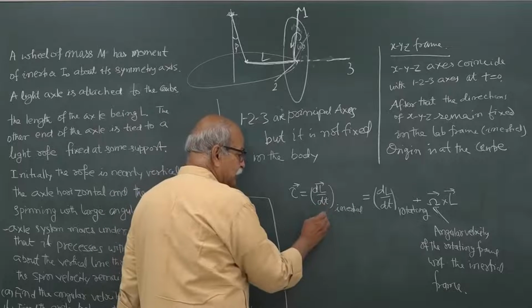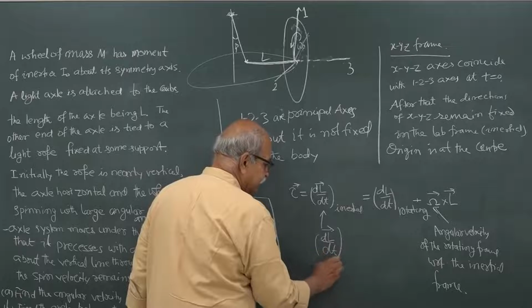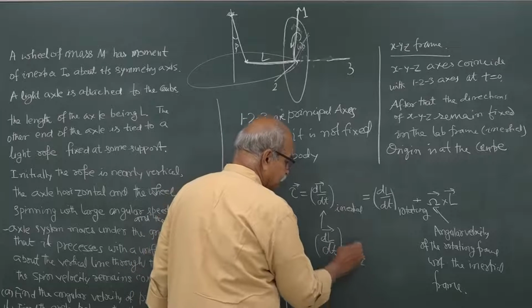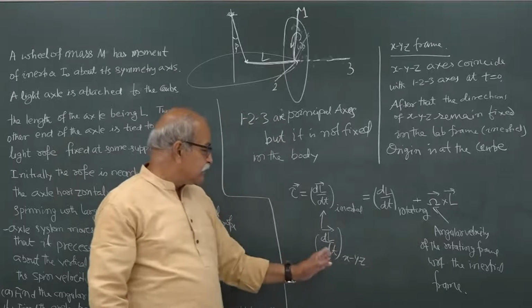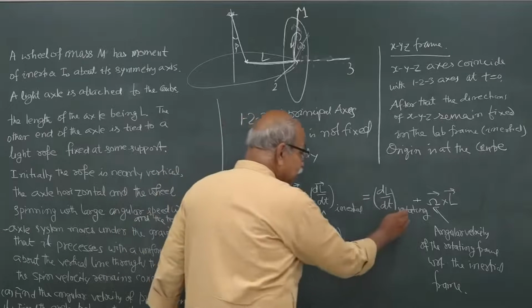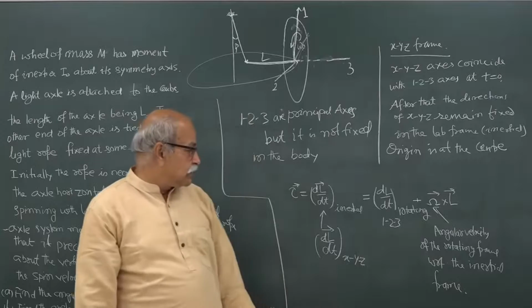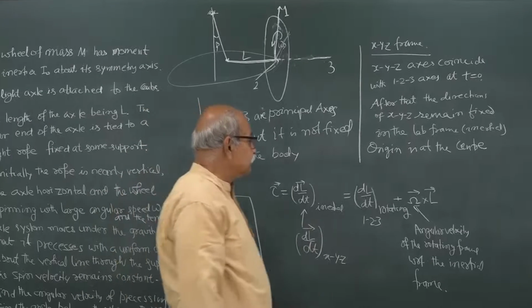This can also be written as dL/dt in the xyz frame. Okay, dL/dt in the xyz frame is equal to dL/dt in the 1, 2, 3 frame, this is our 1, 2, 3 frame, and then plus this. So, let us write our equations.